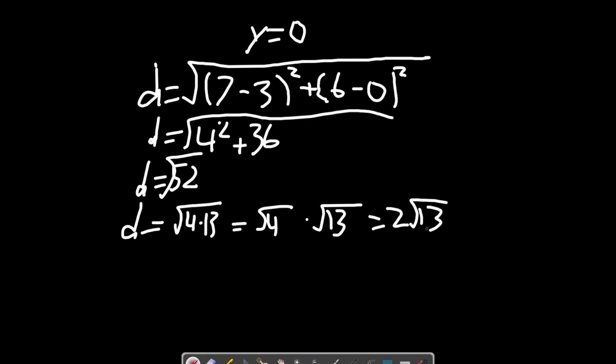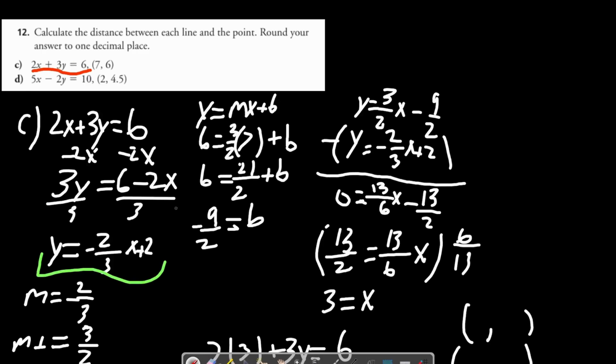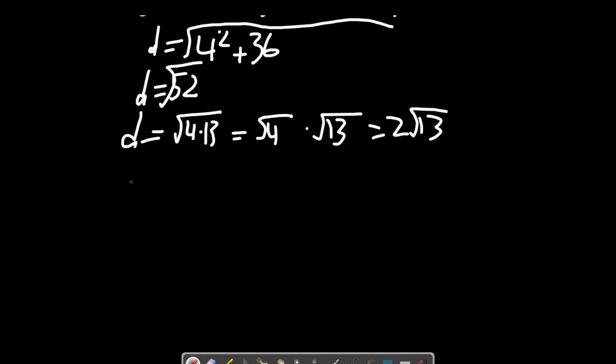You don't actually have to simplify the square root. In fact, the question is asking us to round to 1 decimal place. And that would mean that the distance is around 7.2 units. Okay, that's our answer. I'm just going to box that up.